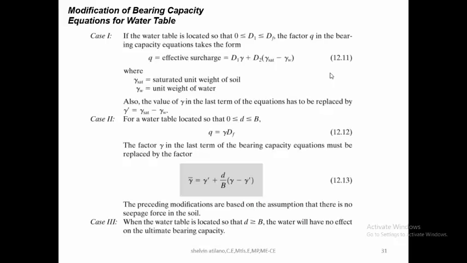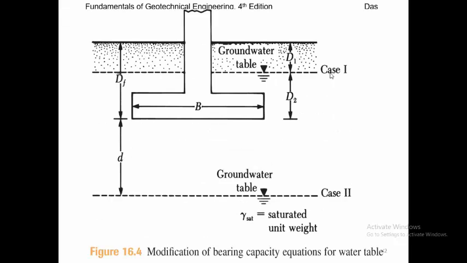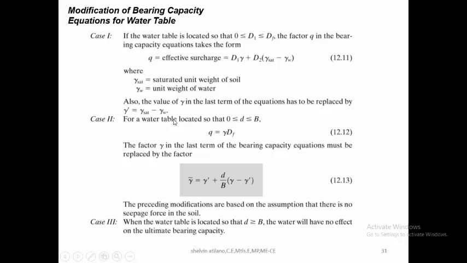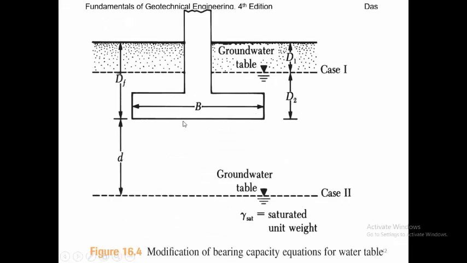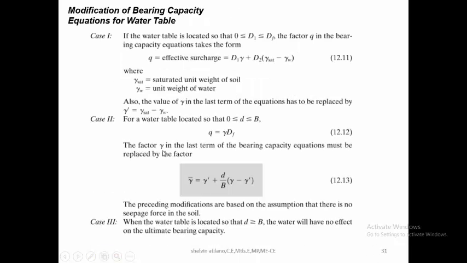For case 2, the groundwater table is located at a distance d from the base of the footing. Meaning d is more than 0, but less than B. So for example, if the width is 2 meters, your d should be less than 2 meters. In that case, we consider that it is under case 2. The factor gamma in the last term of the bearing capacity equation must be replaced by the factor.